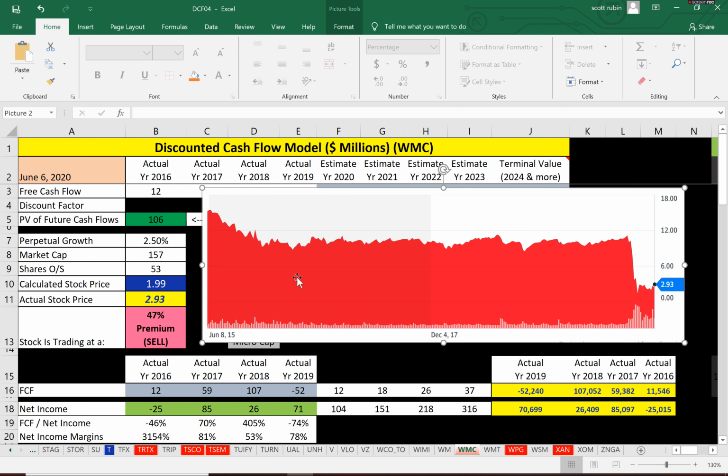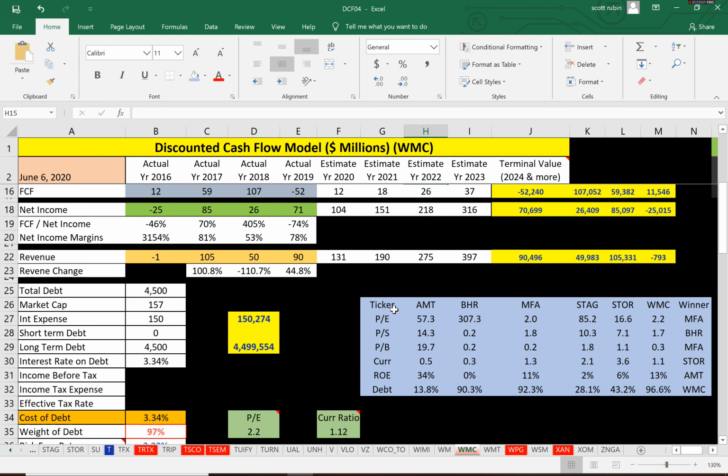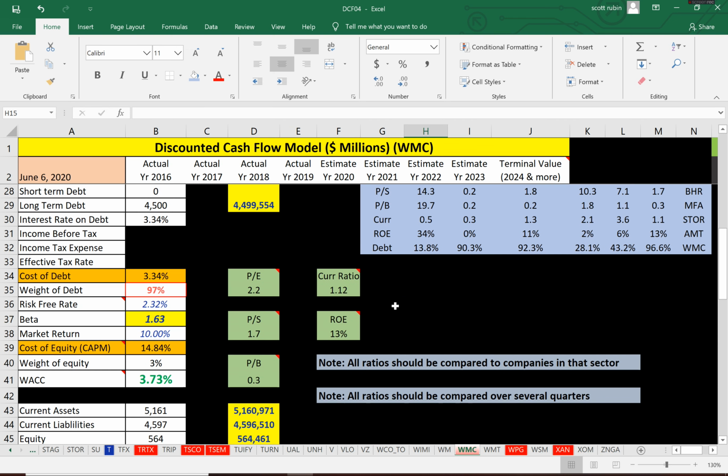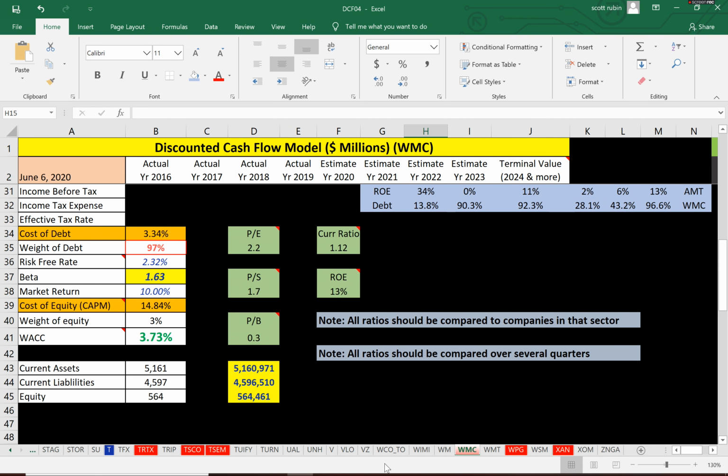So let's look at their ratios to get more color on the company. I input their current assets, current liabilities, and equity because it's not in Yahoo Finance. I had to go to the 10K.